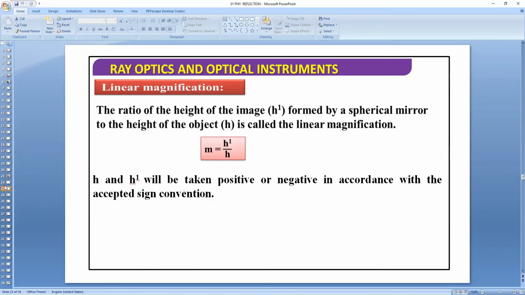Now, linear magnification. The ratio of the height of the image formed by a spherical mirror to the height of the object is called linear magnification. M is equal to H' by H. H and H' will be taken as positive or negative in accordance with the sign convention.